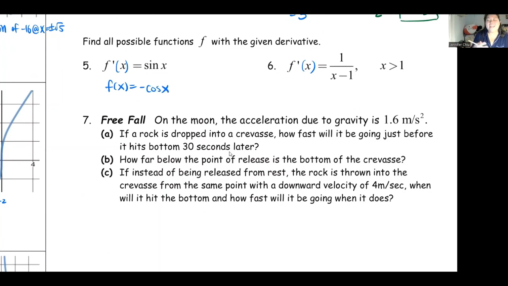But don't forget, you can add any number to this and still have the same derivative, because any constant added to this function will have a derivative of 0. So c is a constant, okay?